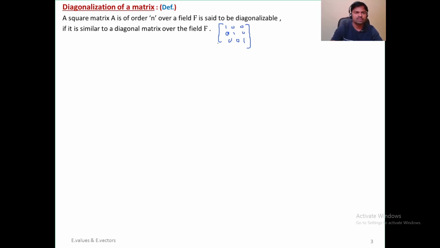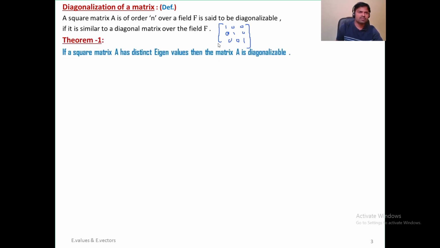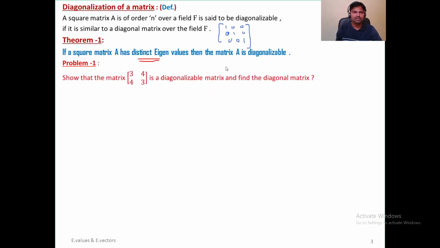Next one, theorem. Theorem number 1. If a square matrix A has distinct eigenvalues, then the matrix A is diagonalizable. Distinct eigenvalues, this is the main point. The immediate conclusion is the matrix A is diagonalizable. Problem number 1. Show that the 2 by 2 matrix is a diagonalizable matrix, and find the diagonal matrix.